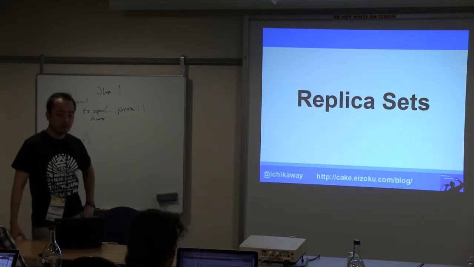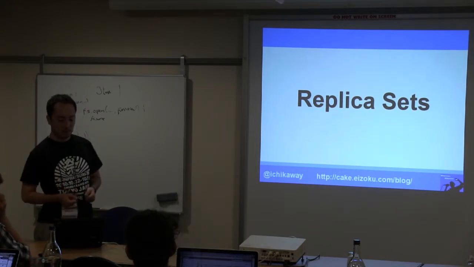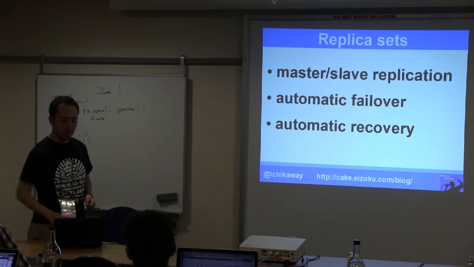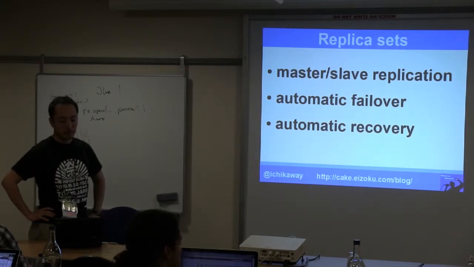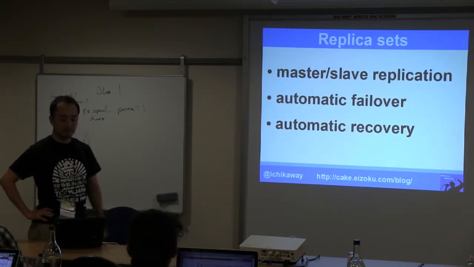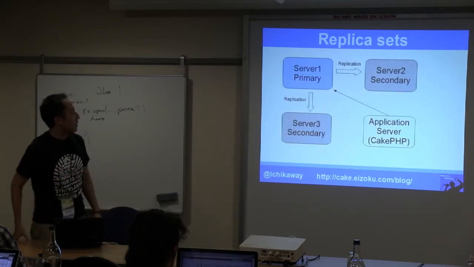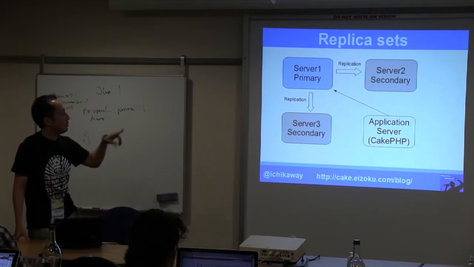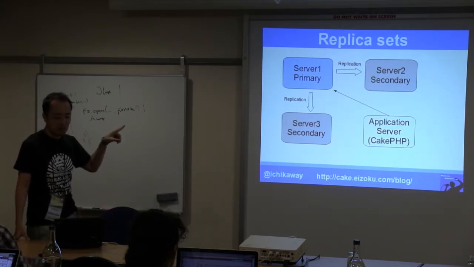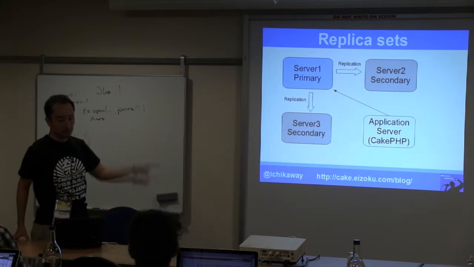Okay, next is replica set. It's a very great and awesome system. I like it. Replica set is master-slave replication with automatic failover and recovery. It's provided by the MongoDB server. This figure shows that servers 1, 2, 3 are MongoDB servers. Server 1 is the primary. 2 and 3 are secondaries. The primary replicates data to the secondaries.